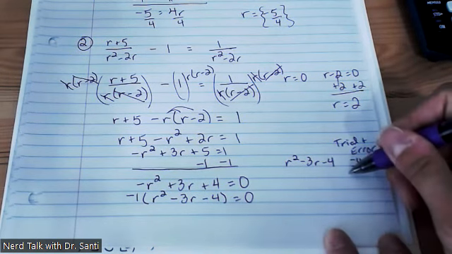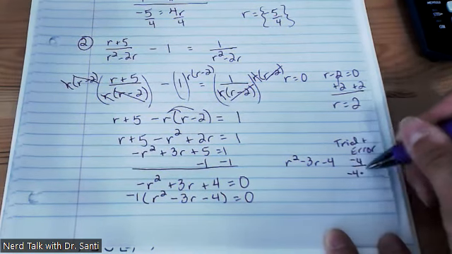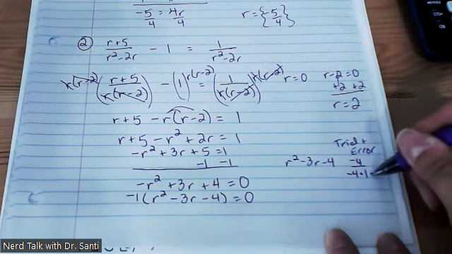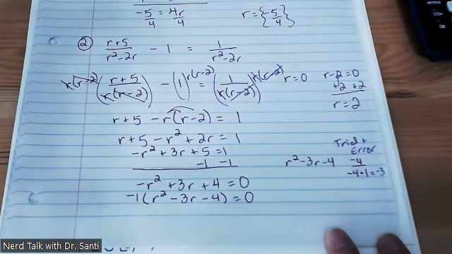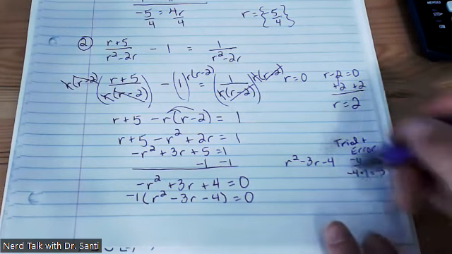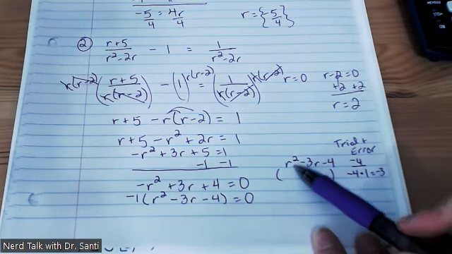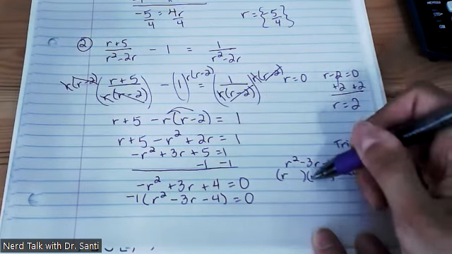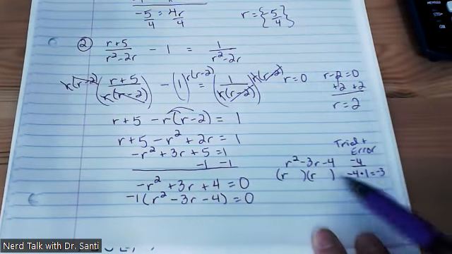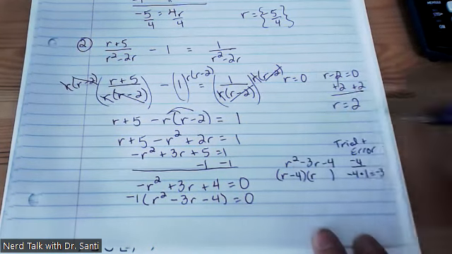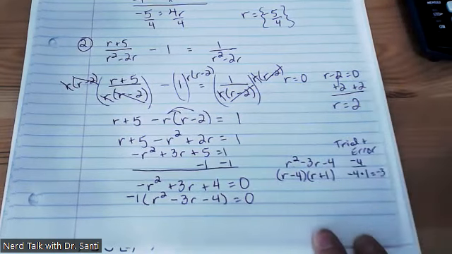You'll notice that's going to be negative 4 times 1. So negative 4 times 1 gives us negative 4. Negative 4 plus 1 is going to give us negative 3. So when we go ahead and write our factored form, we notice that to get an r squared, we break that down into r times r. And then our factors will be inputted in the parentheses. So we have a negative 4 and a positive 1.